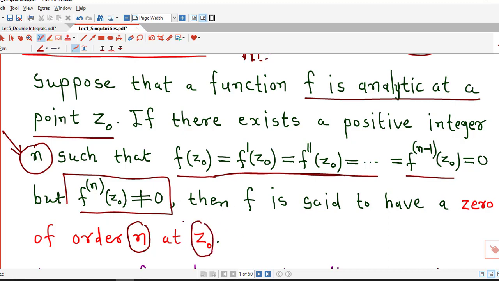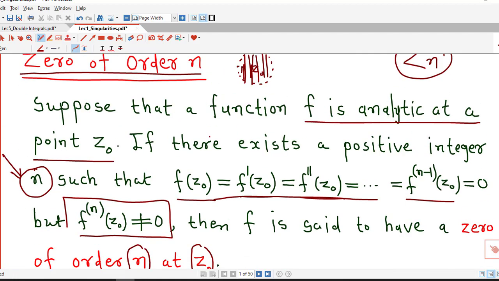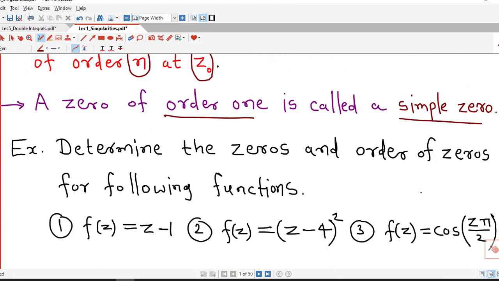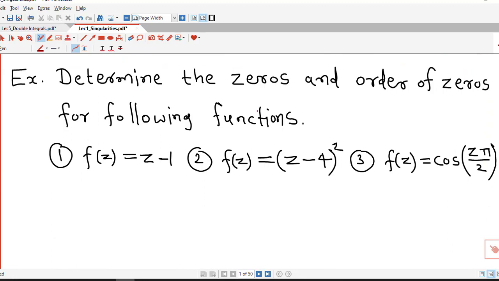z0 is called a zero of order n of an analytic function f if there exists a positive integer n such that the nth derivative at z0 is non-zero and all the derivatives of order less than n are 0, with the value of the function at z0 also 0. So this is the definition of zero of order n, and a zero of first order is called a simple zero. Now using this definition we determine the zeros and order of zeros for the following functions.